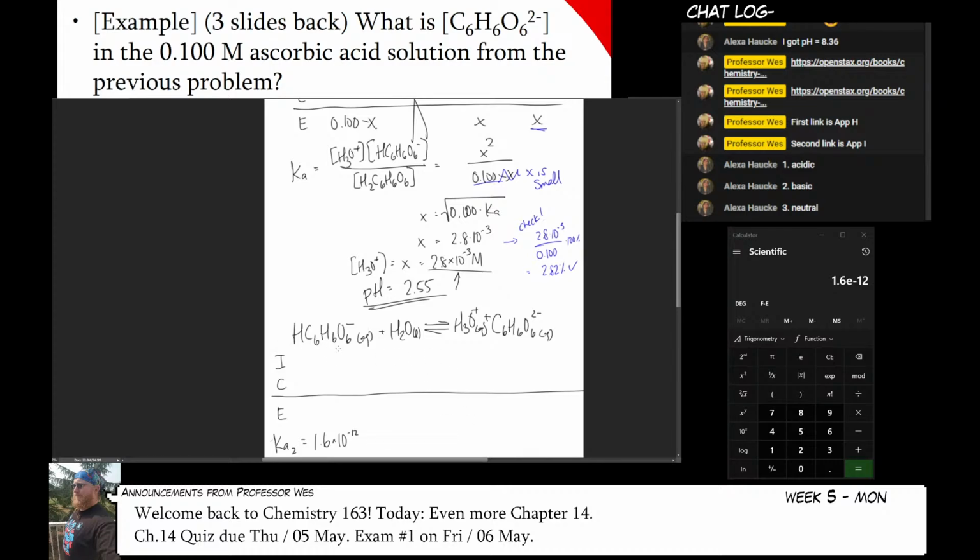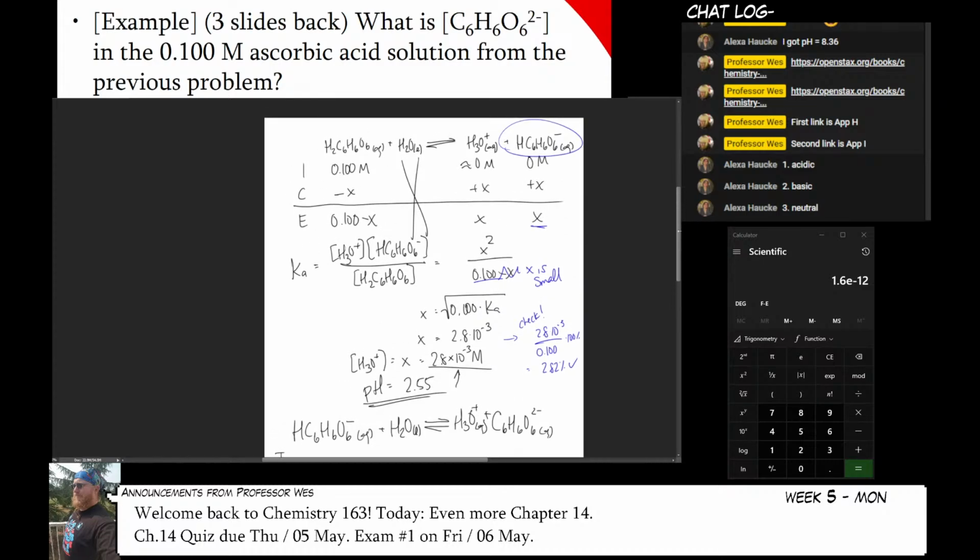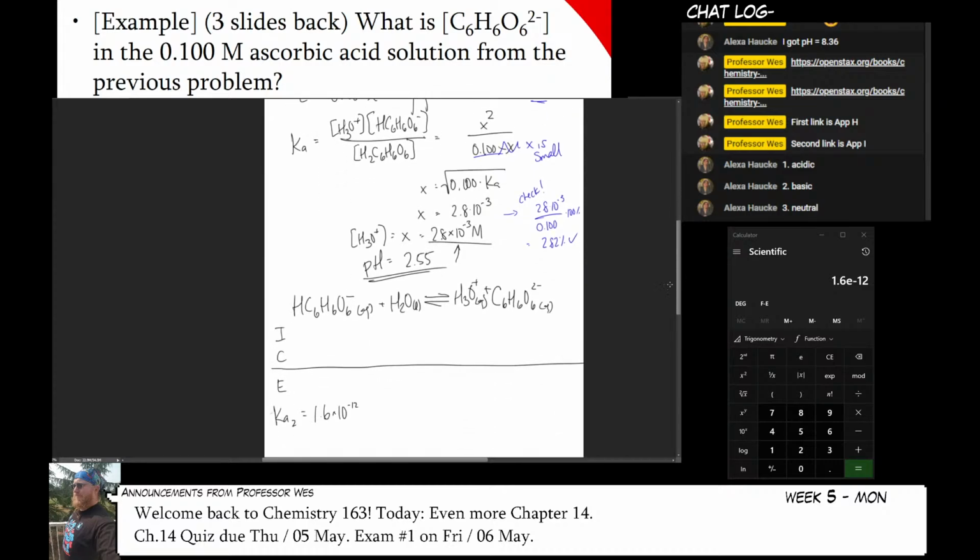Well, how much HC6H6O6 do I have? When I did this the first time, I had X of it, right? So that would be 2.8 times 10 to the minus 3. Here's water, we don't care. H3O+ is also 2.8 times 10 to the minus 3. And I have no sorbate. And then we'll just treat it like any other acid-base problem that we've done.